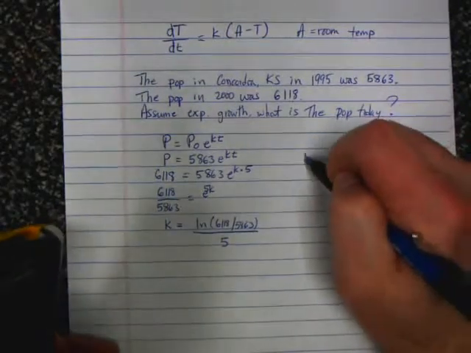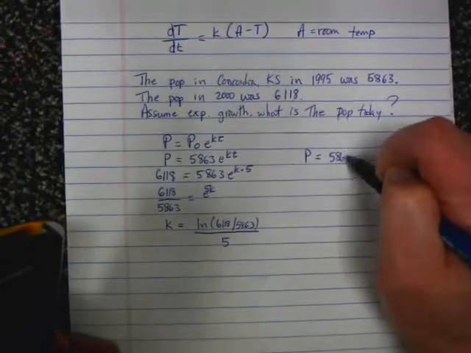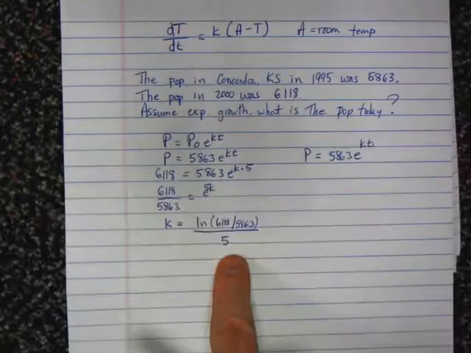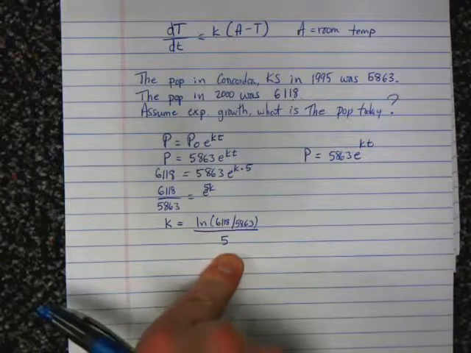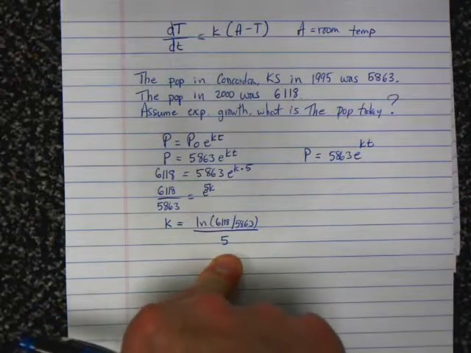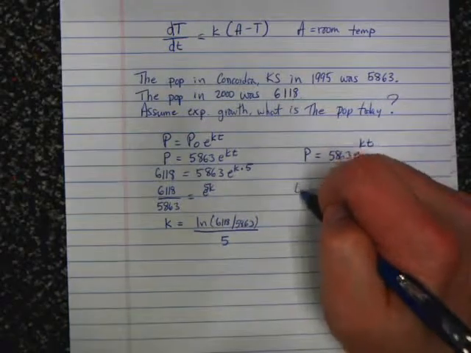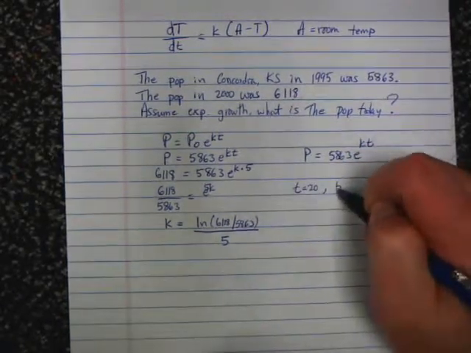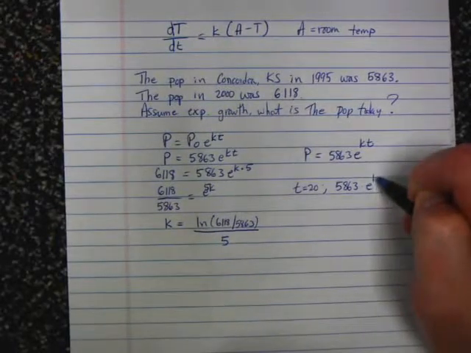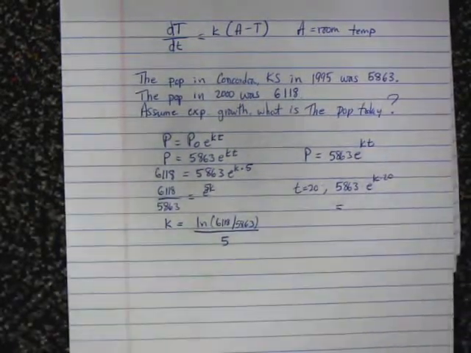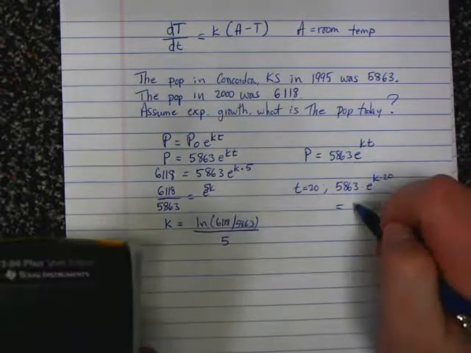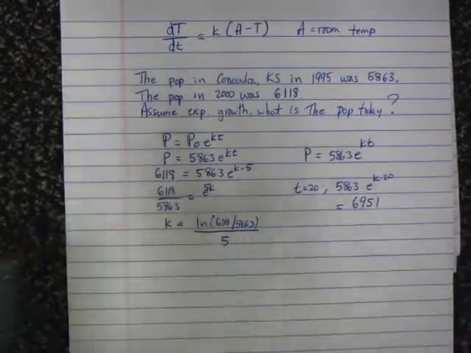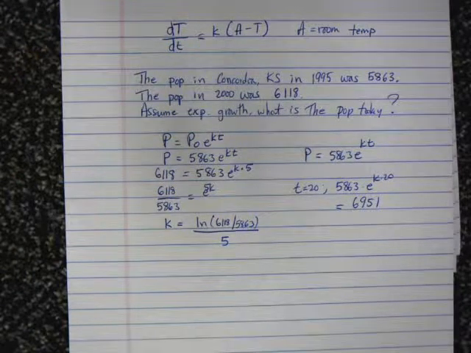So our population formula, P equals 5,863 e to the kt, where k is that number there. Then how am I going to find the population today? 20 years ago. It's 20 years have gone by, hasn't it? So I'm going to plug in t equals 20. So our answer is 5,863 times e to the k times 20. So that's 5,863 times e to that number times 20. I get 6,951.4, so I'm not going to round it up.